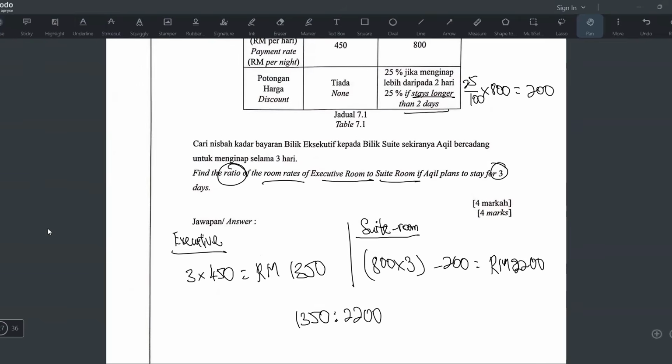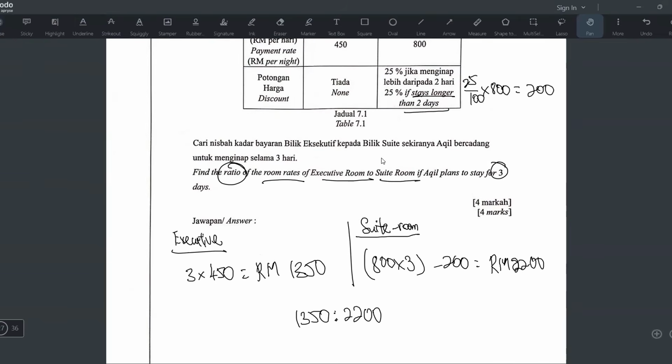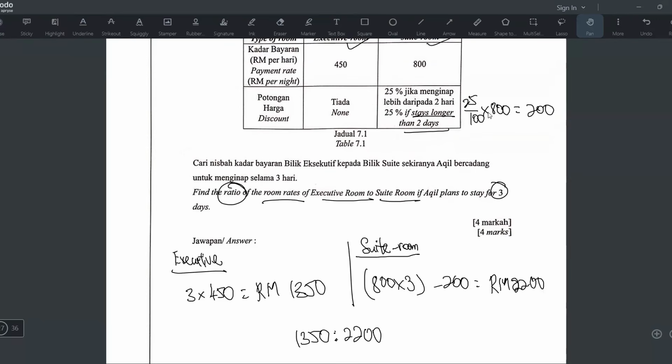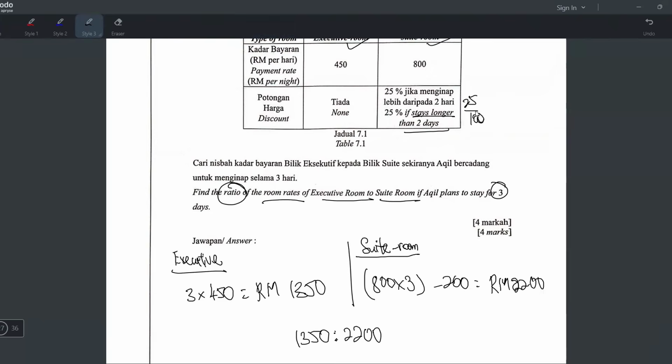Wait, I think I made a mistake. Find the ratio of room rates. Okay, I definitely made a mistake here. They say 25% if you stay longer than 2 days. Is it correct if I straight away take 25% times 800? Actually, no, because if you times 800, it means you only stay for 1 day. This one is per night. So 800 has to be times 3 first. You get 2,400, then only you times 25% to get the discount. So I made a mistake here. Let me correct myself.